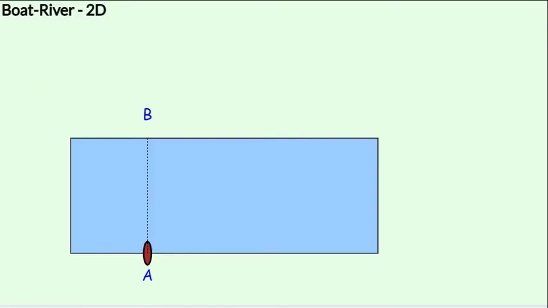We've now seen one-dimensional cases where a boat travels in a river and the direction of the river current is either parallel or anti-parallel to the direction of the boat. Now we have a boat which wants to cross the river onto the other side, from A to B, perpendicular to the flow of the river.